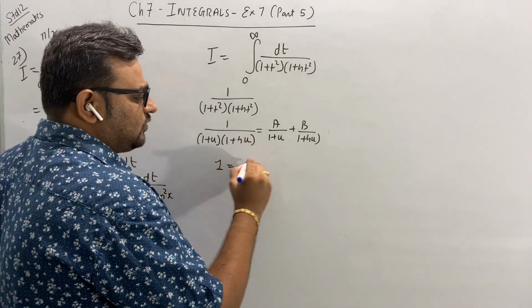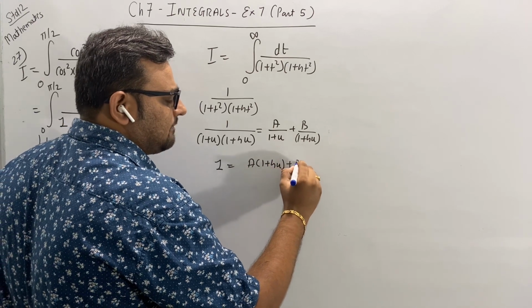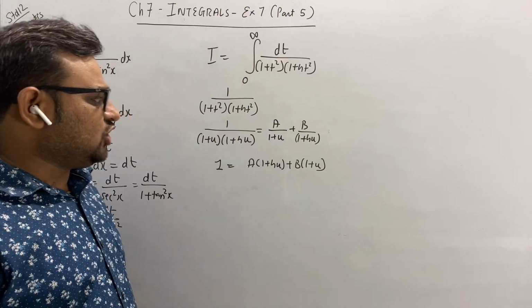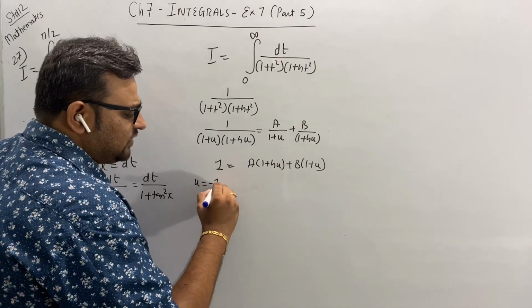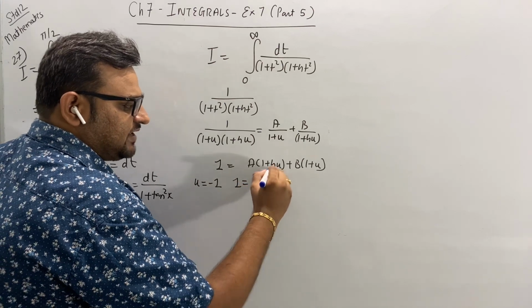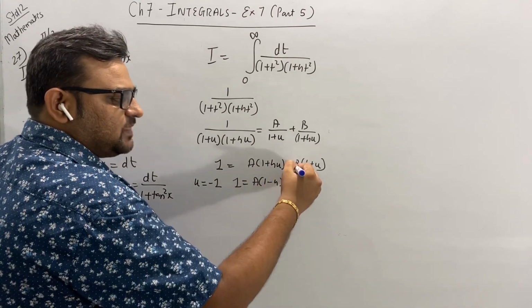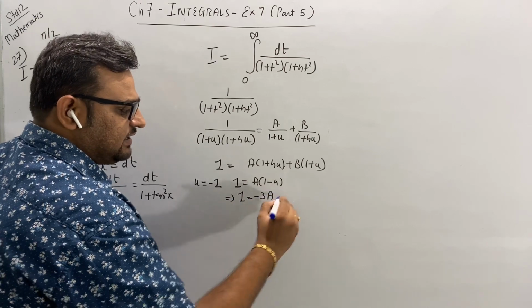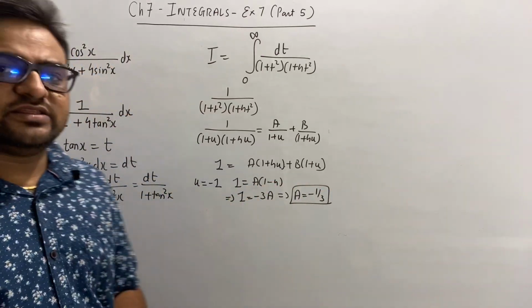So 1 will be equal to a into (1 plus 4u) plus b into (1 plus u). Now the denominator gets cancelled on both sides. Let's take the first value u as minus 1. So this will be 1 plus 4 into minus 1, that is minus 4... this will be 0, that implies 1 equal to minus 3a. So I got a equal to minus 1 by 3.